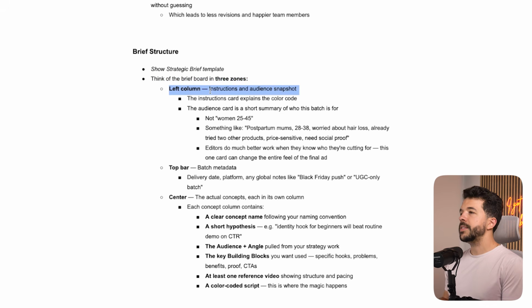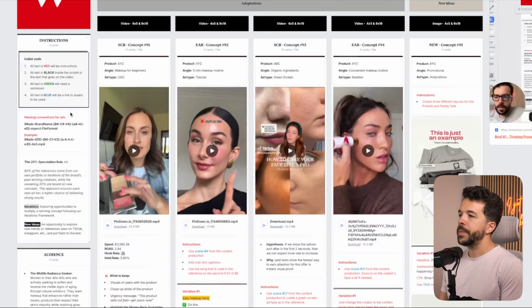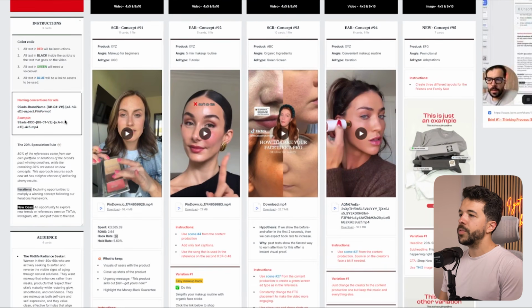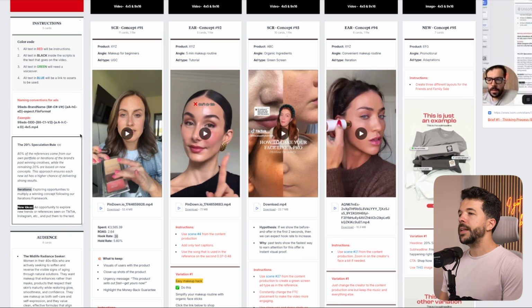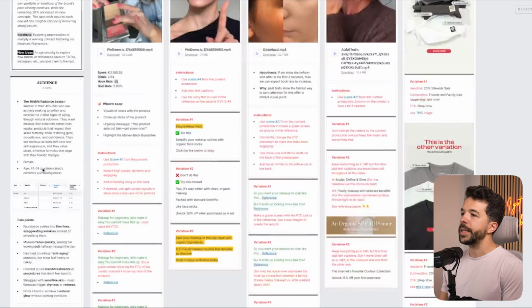The first one is the left column. This is where we have instructions and audience snapshots. The instruction card explains the color code, which you can see here, adds the naming convention for the ad, explains how the video editors should deliver the ads, and I'll show you in a second how to do it later in the video. And the 20% speculation rule, how we usually look at it.